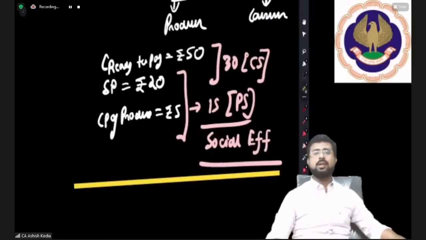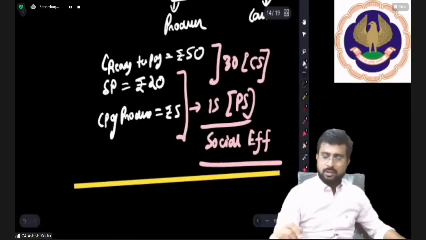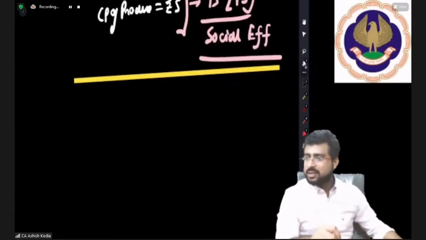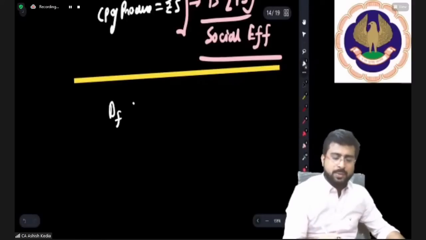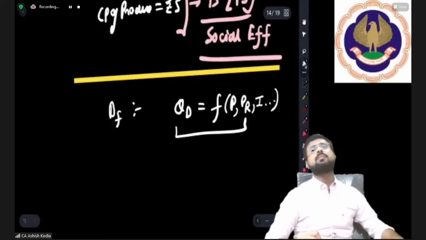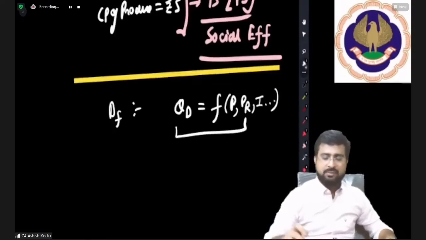Okay, so friends, this is the point. You were asking, sir, what is demand function? Basically, when you explain the relationship between quantity demanded and factors affecting demand, like price of own commodity, price of related commodities, income, the relationship between quantity demanded and factors affecting demand is called demand function.